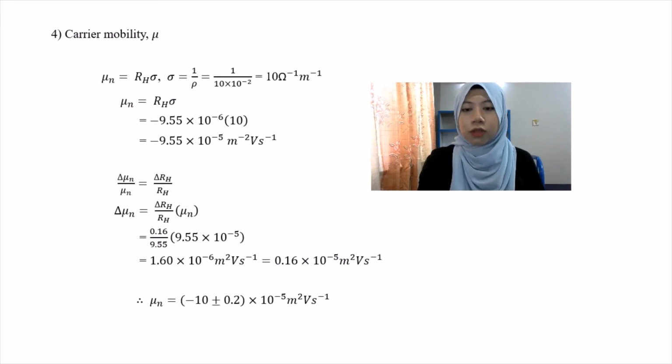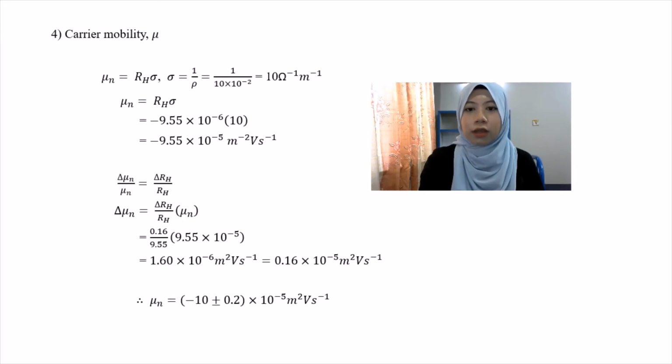For question number 4, we were asked to find the carrier mobility, which is mu. By using the formula of mu n equal to RH sigma. From the past lab, we already know the value for rho, so we just substitute the value in the sigma formula. And then after that, we substitute back in the mu n formula, which is mu n equals RH sigma. The value that we got for mu n is negative 9.55 times 10 to the power of -5.